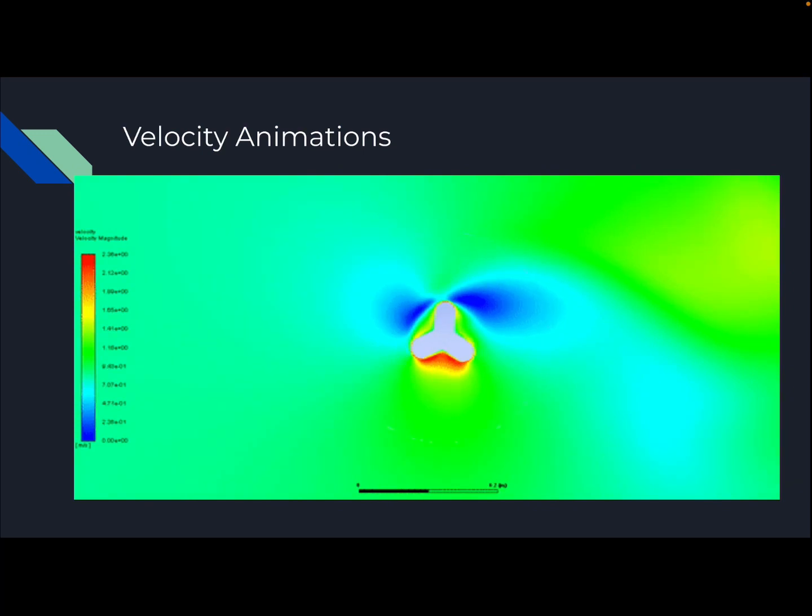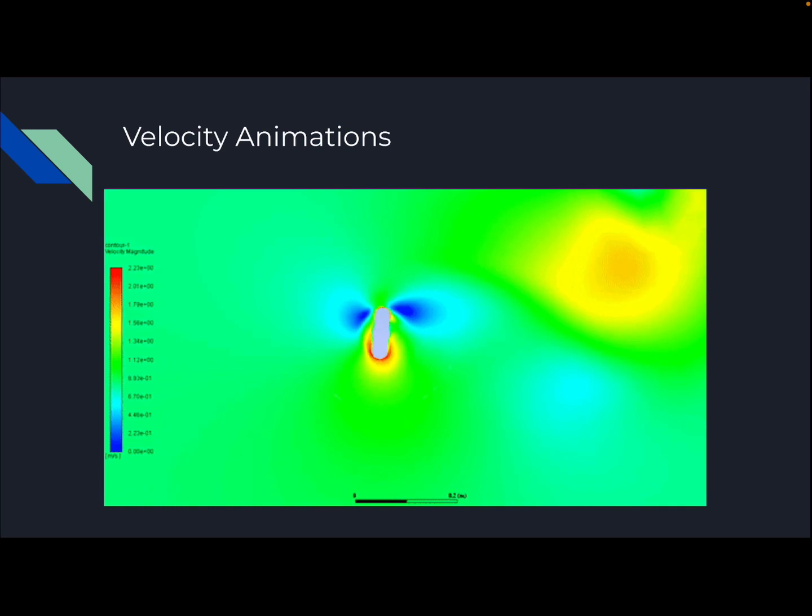So here we can see our velocity animations for the three-wing fidget spinner. You can see it remains pretty stable throughout the whole cycle as it rotates several times. On to the next one. We have the two-wing fidget spinner velocity animations. Very similar. It repeats. It's a pretty stable system here.